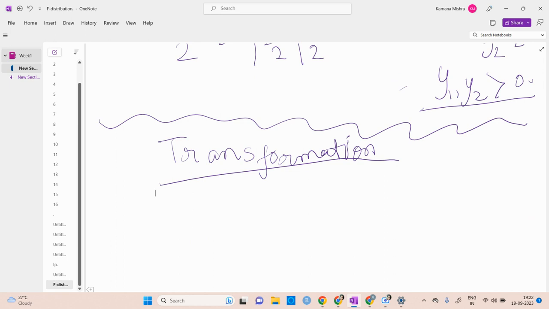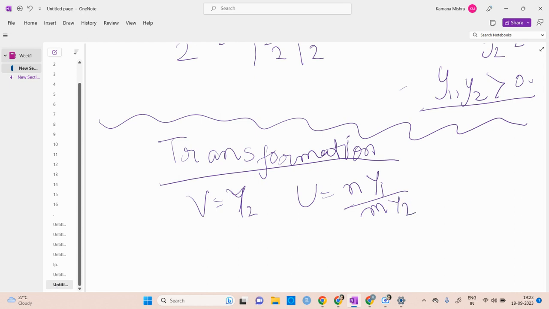It's basically the determinant. Let's say you are converting to u and v, so it will be the determinant of the partial derivatives of the functions with respect to u and v, something like that. We will do it next. So we are considering here the transformation v equal to y2, and u equal to (y1 by m) divided by (y2 by n).